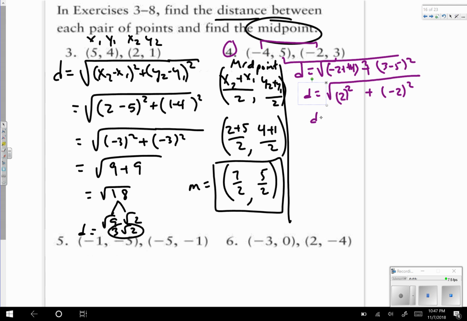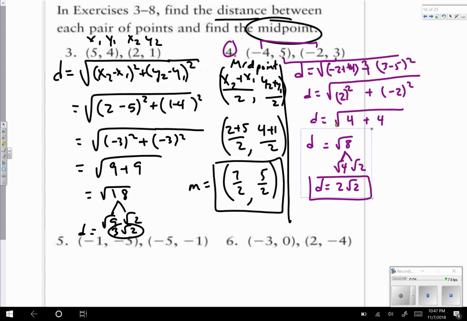And so now we're going to evaluate it. So this is going to be 4 plus 4, and so the distance is equal to the square root of 8. That's going to be radical 4 times radical 2. The square root of 4 is equal to 2, so it's going to be 2 radical 2 is our distance. Midpoint formula.